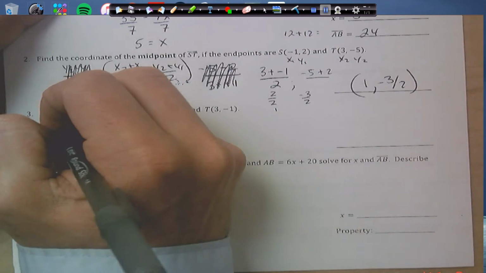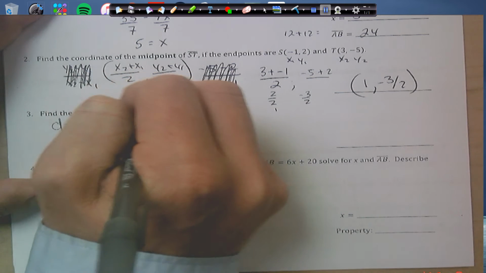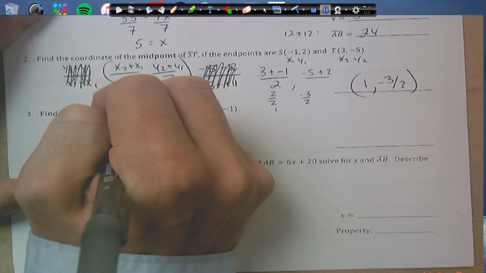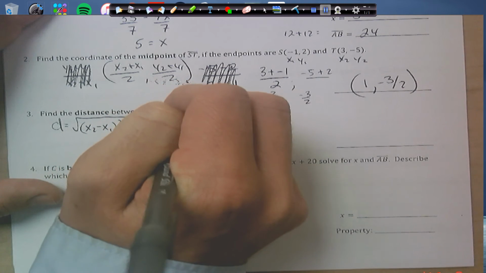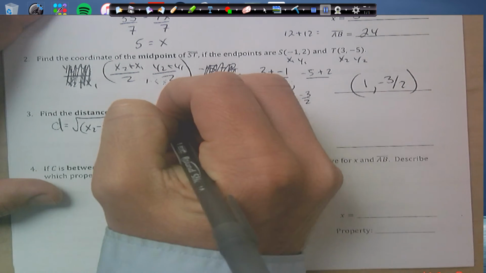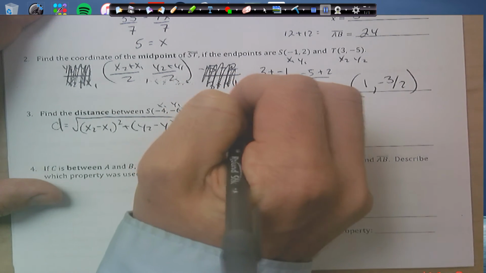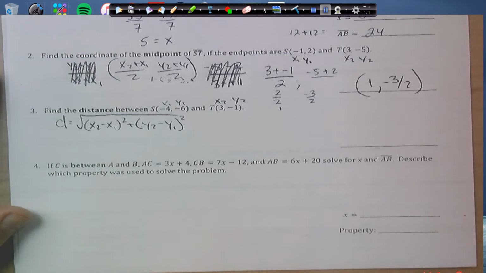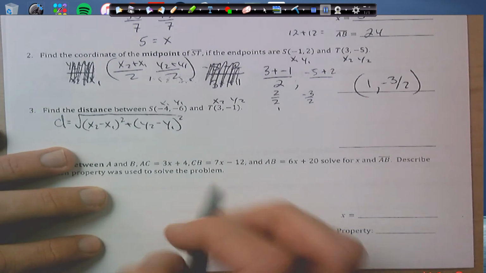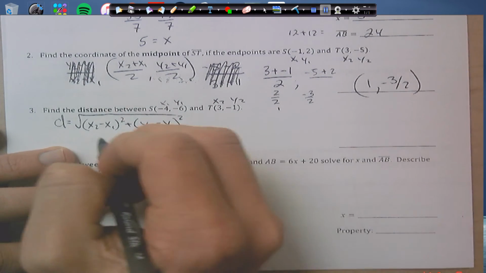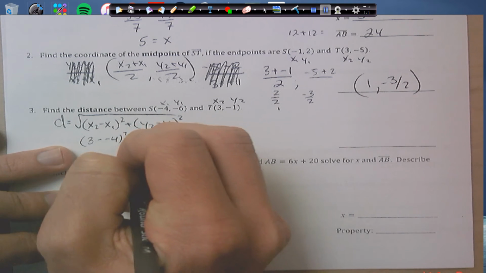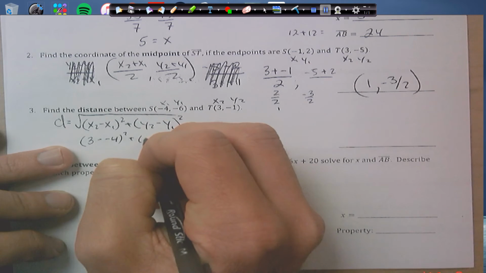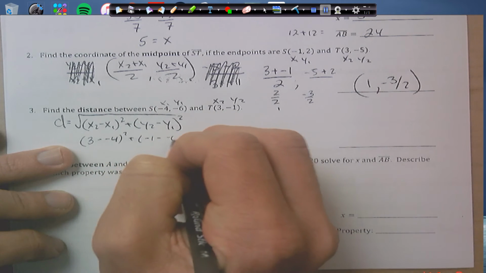Let's get the right equation here. D equals the square root x2 minus x1 squared plus y2 minus y1 squared. Okay? x1, y1, x2, y2. So it's always really important to make sure you have everything labeled. And that you have the right equation, like I did on that last one. 3 minus a negative 4 squared plus, this is going to be negative 1 minus a negative 6 squared.